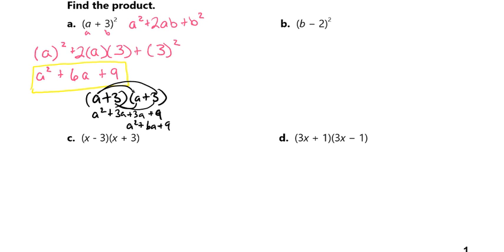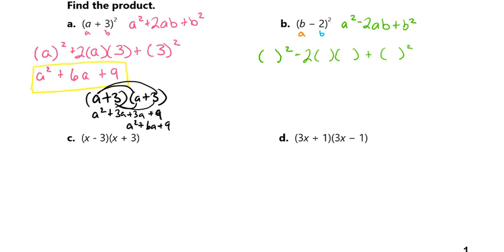Now for letter B, we have b minus 2 quantity squared, which means that matches our a squared minus 2 times a times b plus b squared. So we can set that up. This would be our a, and this would be our b. Okay, let me try using 2 different colors and see if that might help us a little bit. So if this is my a and this is my b, and I set it up, I have a squared minus 2 times a times b plus b squared.